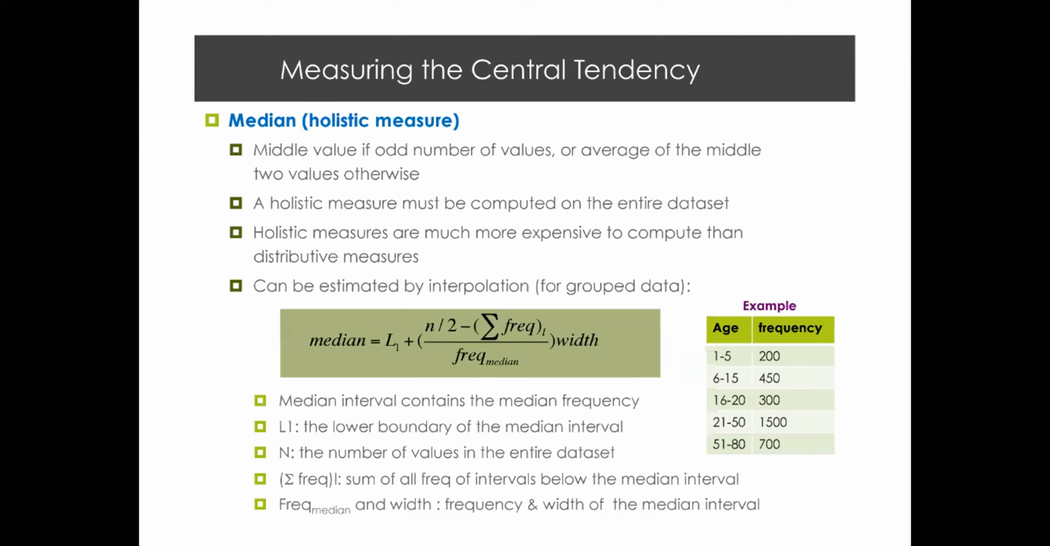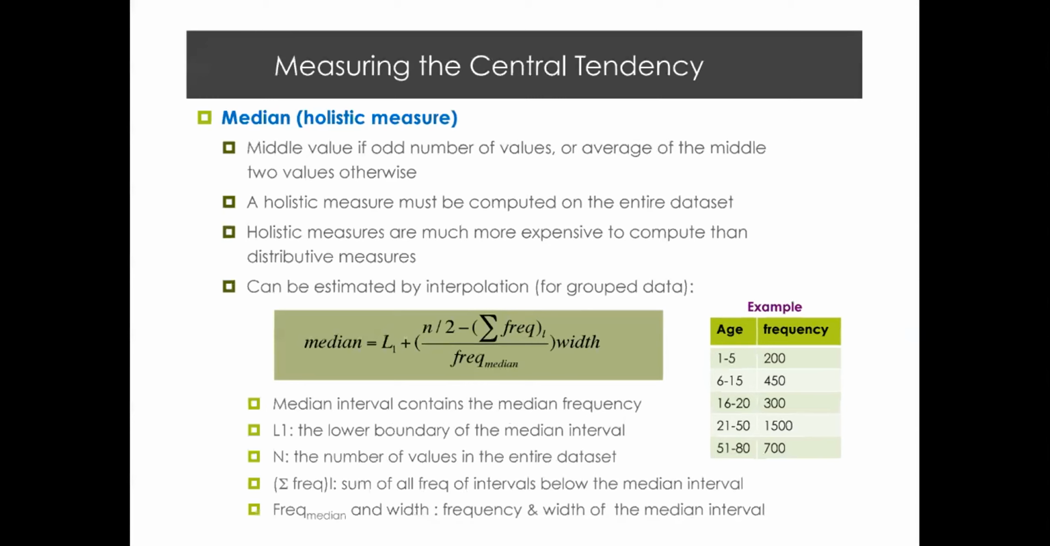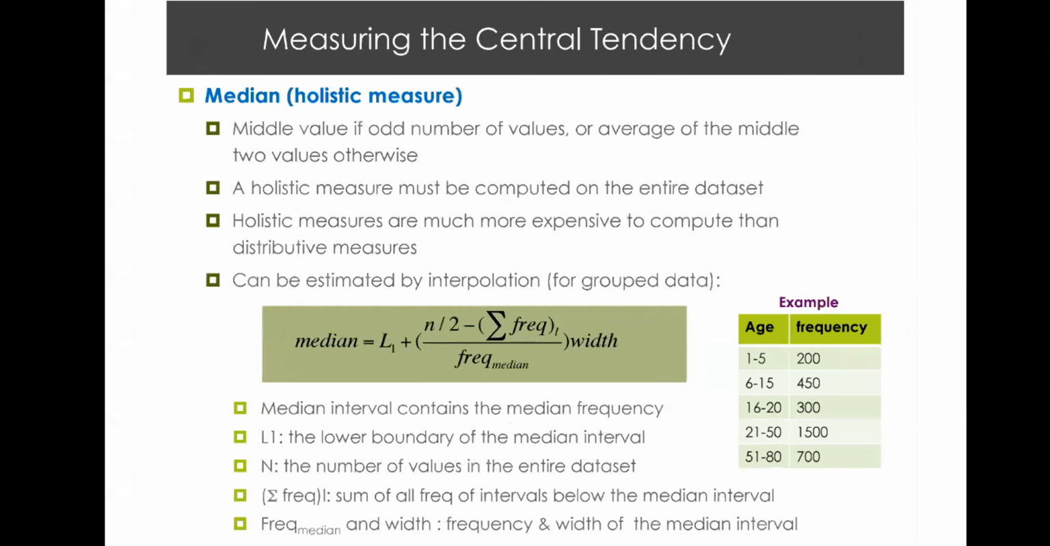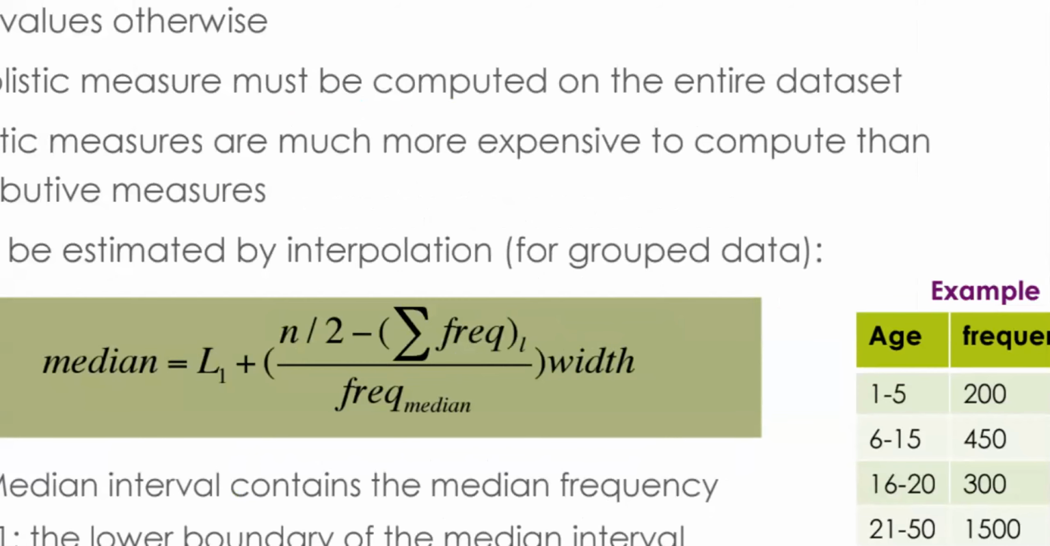So the median value we have to find out by using the formula: median equals L1 plus (n by 2 minus summation of frequency)L divided by frequency of the median, into width. L1 is the lower boundary. So by using this formula, you can find out the median value.